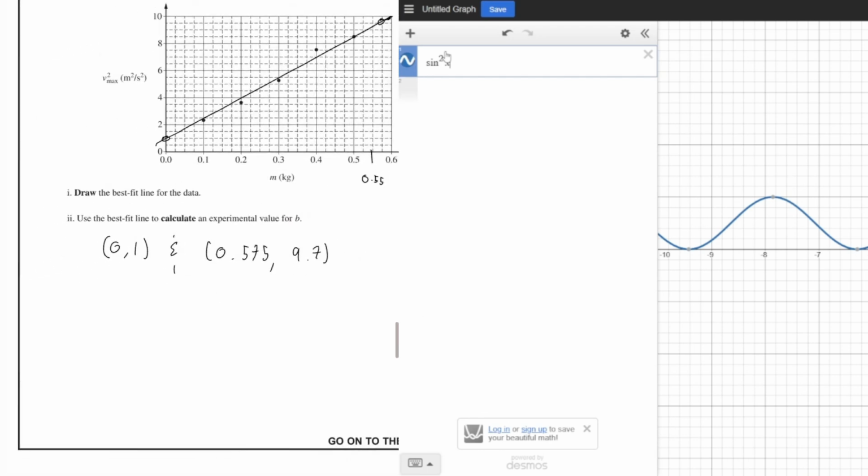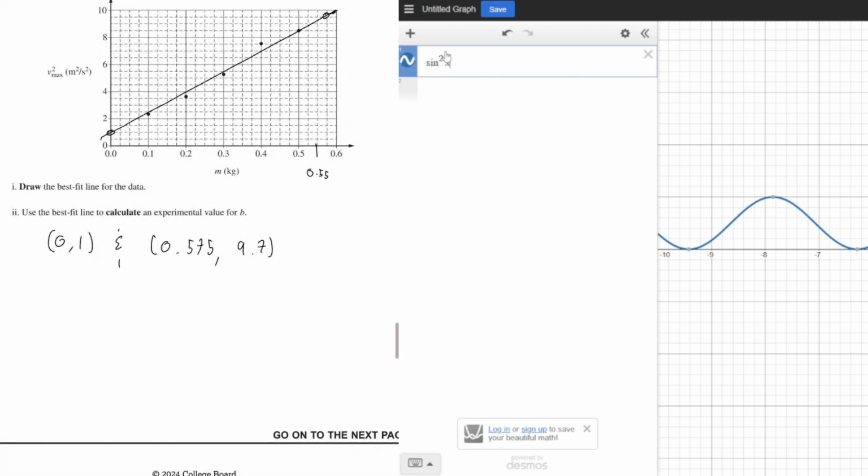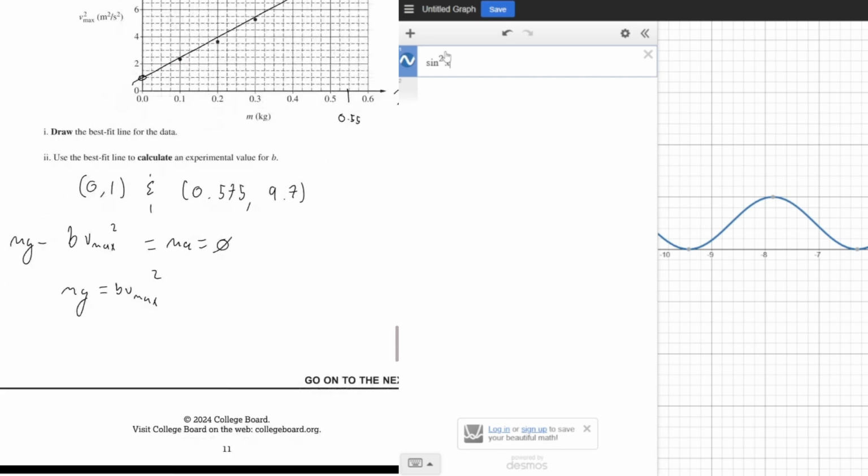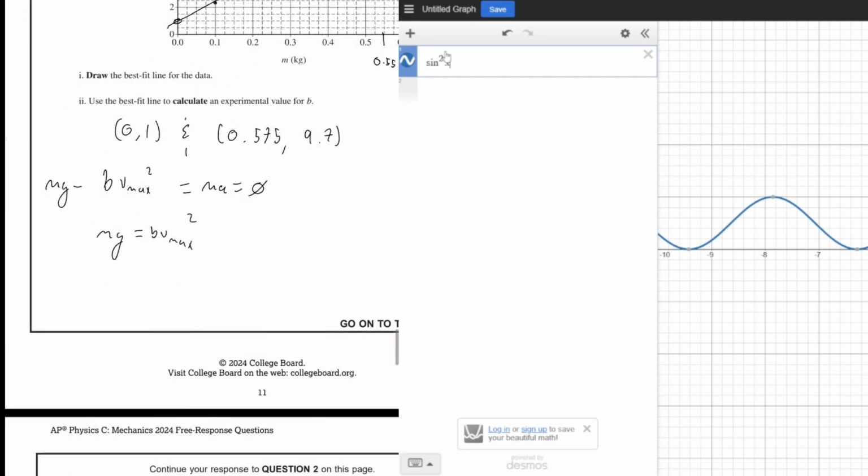So here you have to really derive the equation. So you have to derive why they use Vmax squared. So at terminal velocity, B Vmax squared, this is what I used earlier. Mg minus that has to equal Ma, which is equal to 0, right? Because a is not changing. So you have to say mg equals B Vmax squared, right? So now if it's y, this is my y, this is my x. Let's use our form y equals mx plus b.